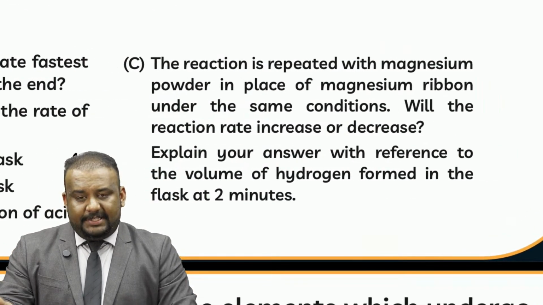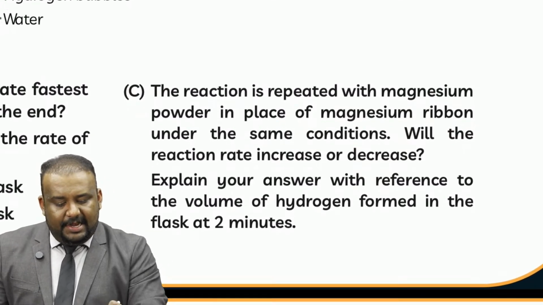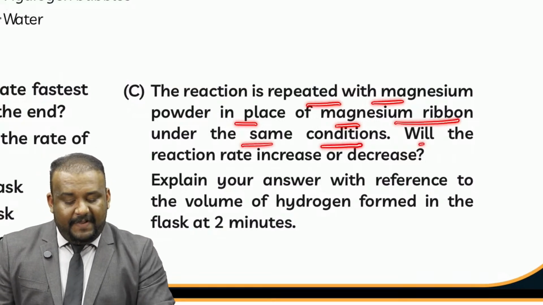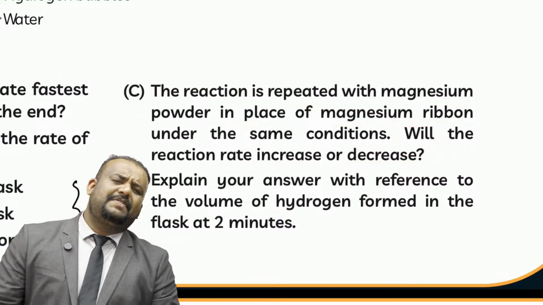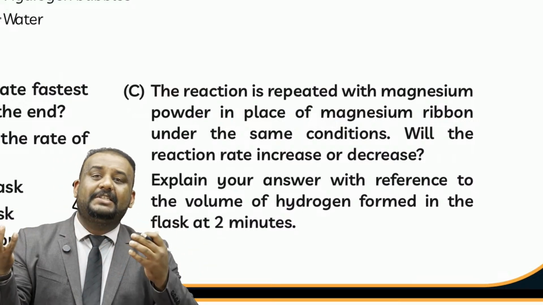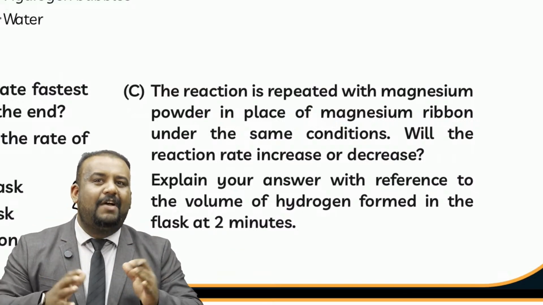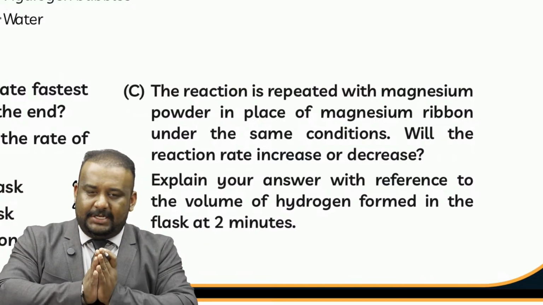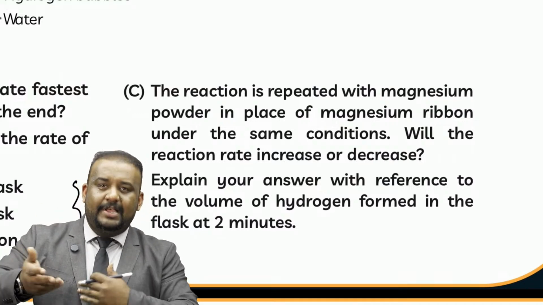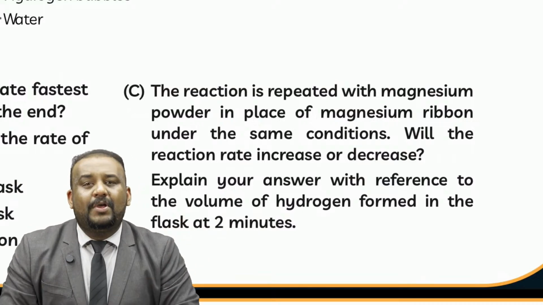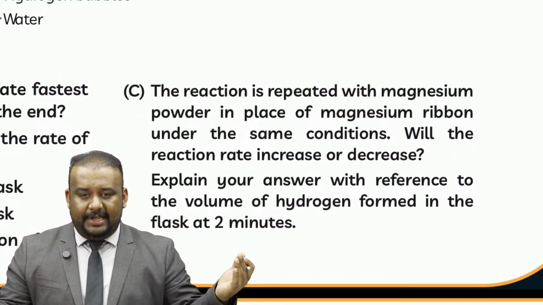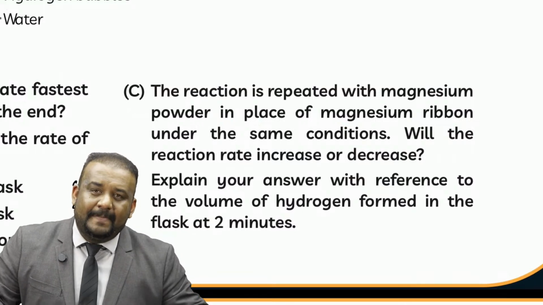Now we have one more part in that question. Let's read that part. The reaction is repeated with magnesium powder in place of magnesium ribbon under the same conditions. Will the reaction rate increase or decrease? That's a very important question, guys. You should remember that the rate of the reaction also depends on how much surface is exposed. For example, powdered metals have more surface area compared to an entire piece of metal. So if you powder a metal and add it into an acid, that will have more violent reactions than a metal block being directly added into water. Is that clear? And what is the reason behind this? Powdered metals have greater surface area. So the more the surface area, the faster the reactions.